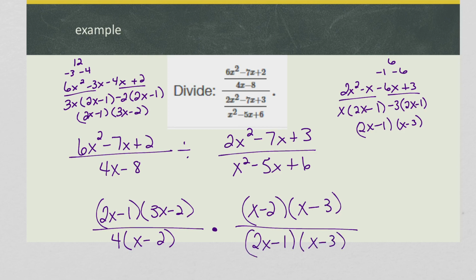Okay, so now let's mark out the things that are alike. I think that's it. So now what are we left with? We're left with 3x minus 2 in the numerator and 4 in the denominator. That's it. That's all we can do here.